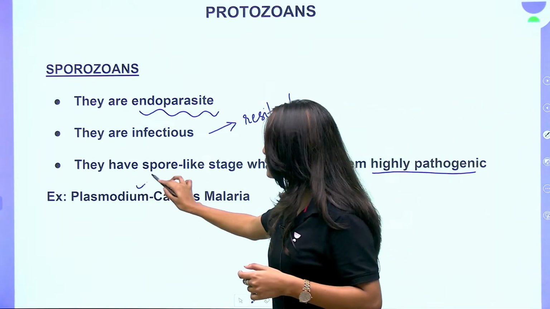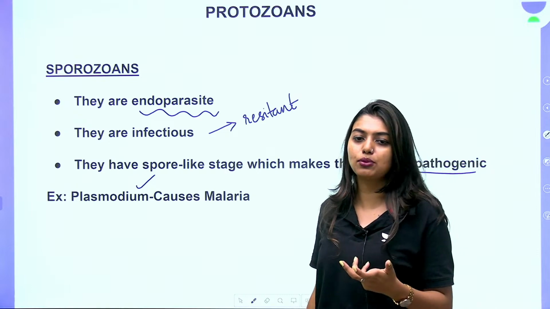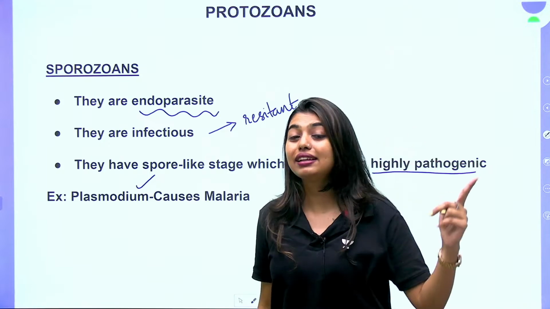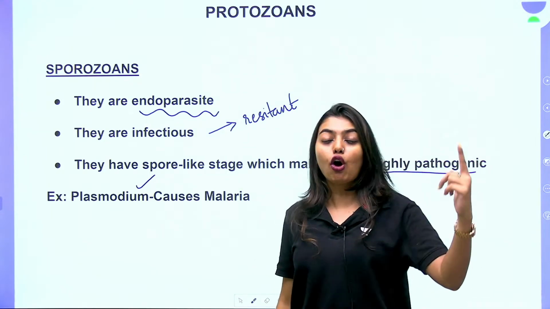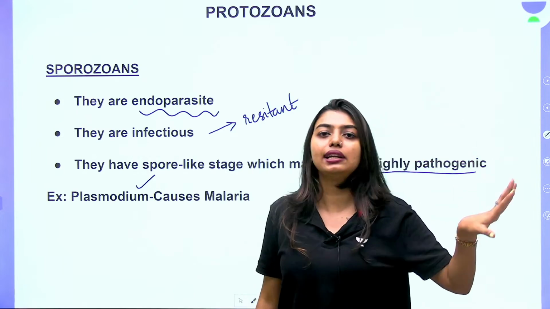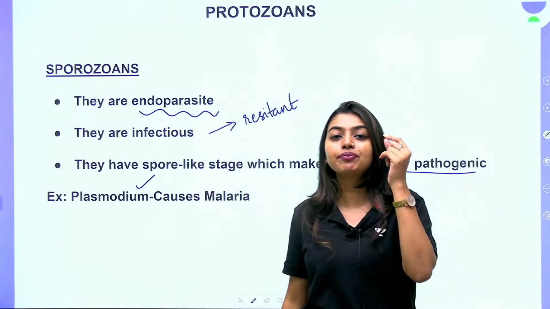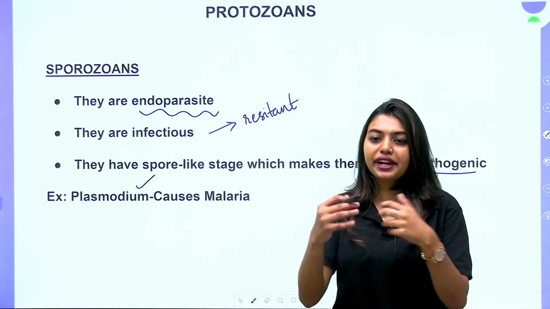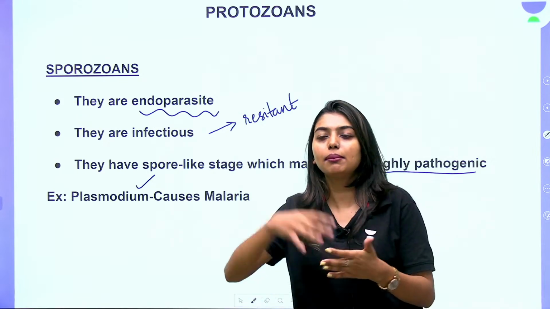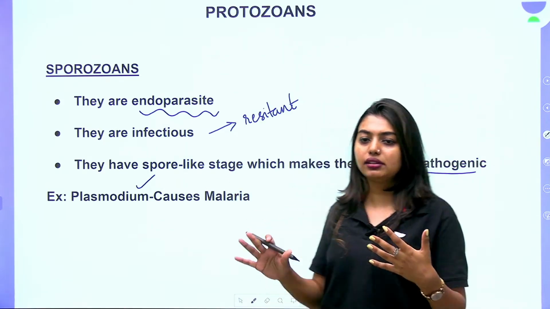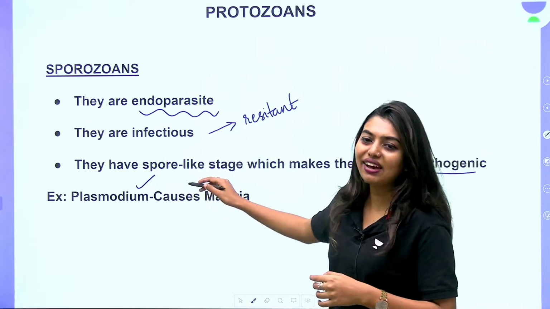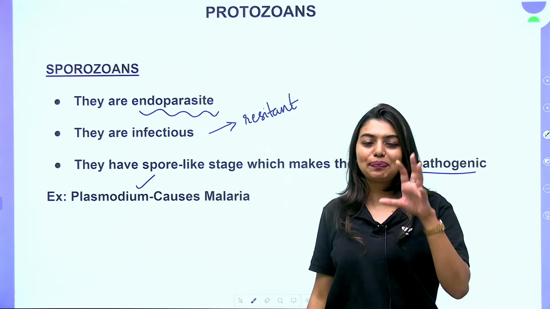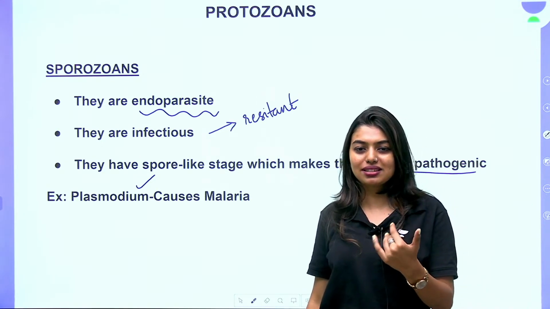Now, Plasmodium causes malaria. All of you know Plasmodium. Students, you studied two Plasmodiums in this class. One Plasmodium was an aggregate formed by slime mold, which was completely different. Here, this Plasmodium is your disease-causing Plasmodium, that causes malaria. So, do not get confused. Don't write aggregate, Plasmodium, malaria, a khichdi, don't make it. They have a spore-like stage which makes them highly pathogenic, and Plasmodium is the example which causes malaria.